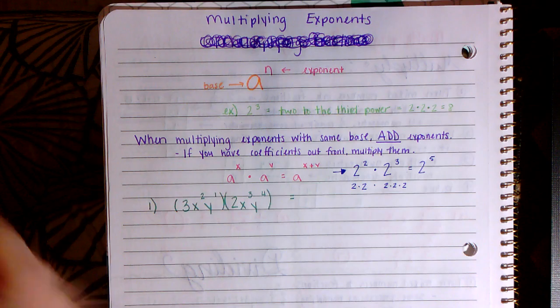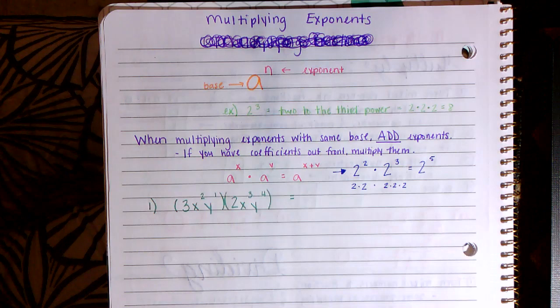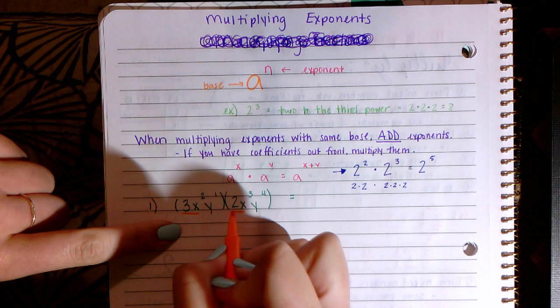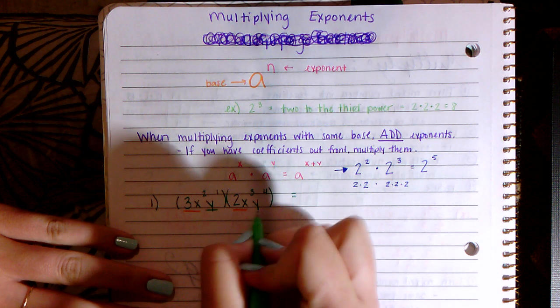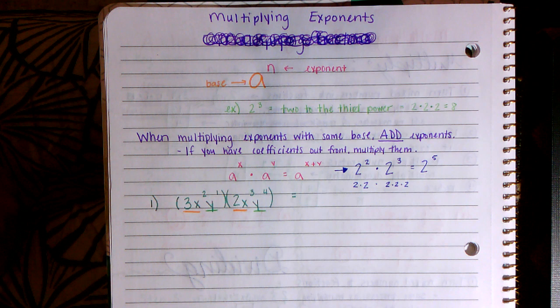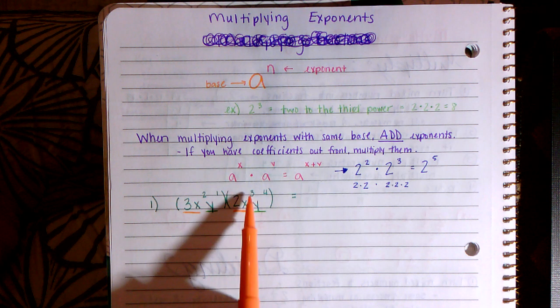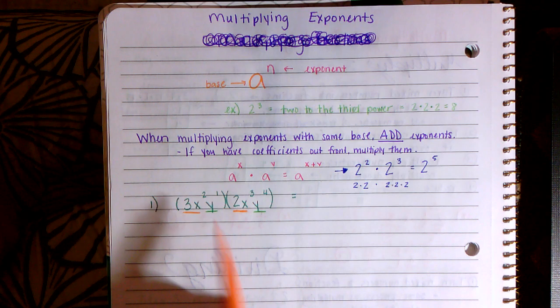We have, I'll use orange, we have an x value in both, and I'll use a light green, a y value in both, and we're multiplying. So when we multiply these, we can actually just add those exponents to the same bases. So for my x bases, I can just add these exponents together because the base is the same. But if there's any number out front, make sure that you multiply those together.